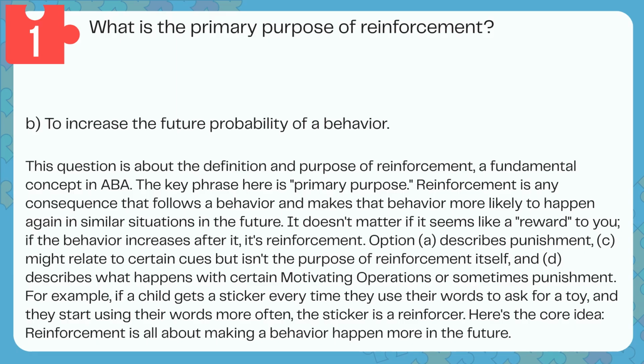Option A describes punishment. C might relate to certain cues, but isn't the purpose of reinforcement itself. And D describes what happens with certain motivating operations or sometimes punishment. For example, if a child gets a sticker every time they use their words to ask for a toy, and they start using their words more often, the sticker is a reinforcer. Here's the core idea. Reinforcement is all about making a behavior happen more in the future.